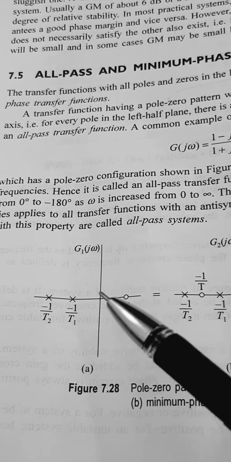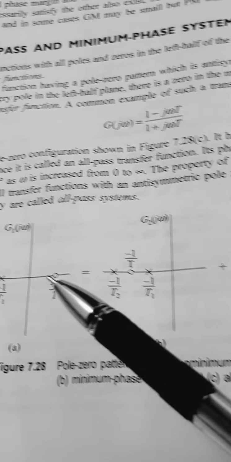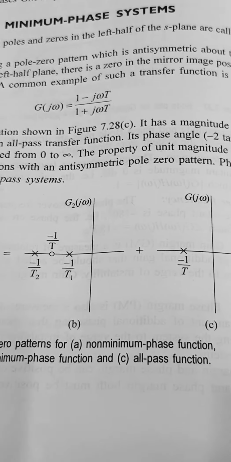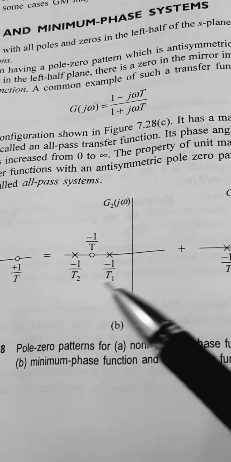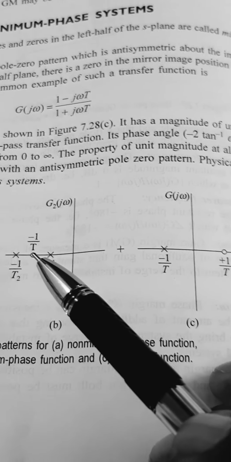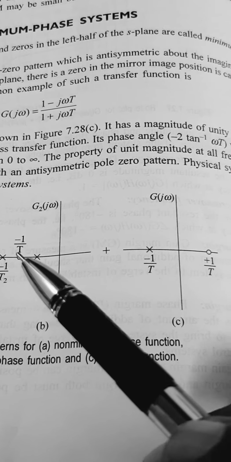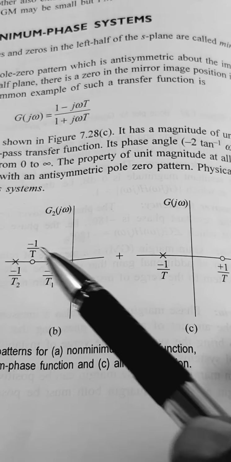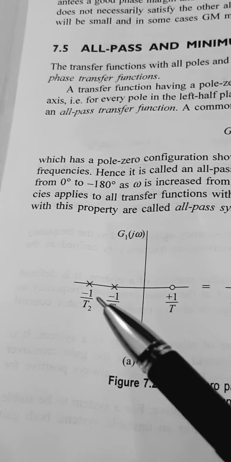Now this is obtained when you are adding these two terms, that means the minimum phase function with the all-pass function. What happened is this pole and this zero, this pole and this zero are both in the same location, so they will cancel out. So you'll get two poles only here and 1 zero. 2 poles and 1 zero.